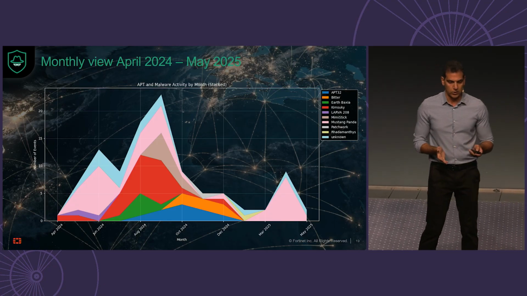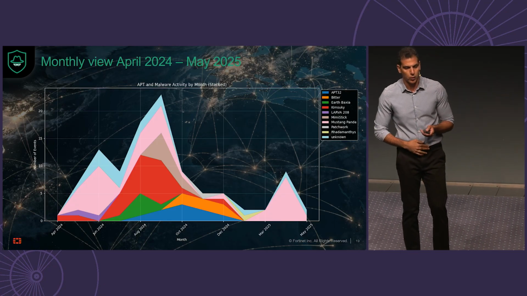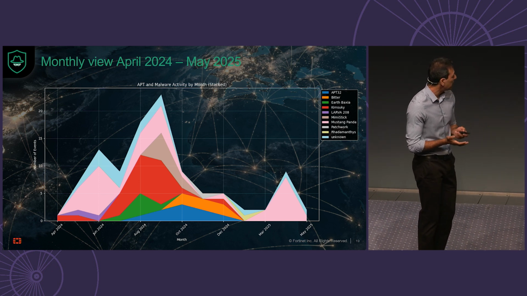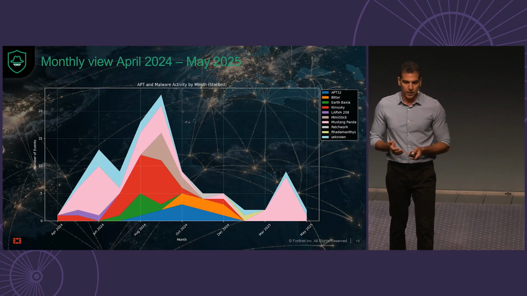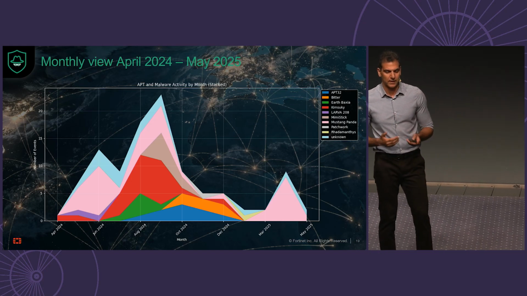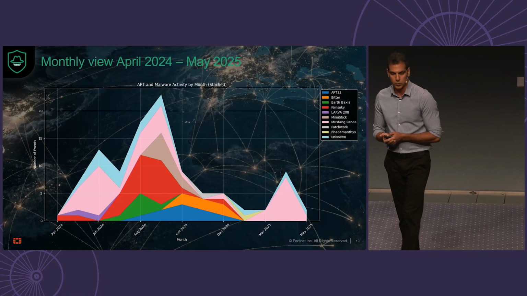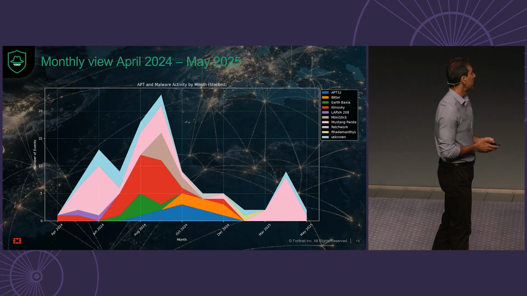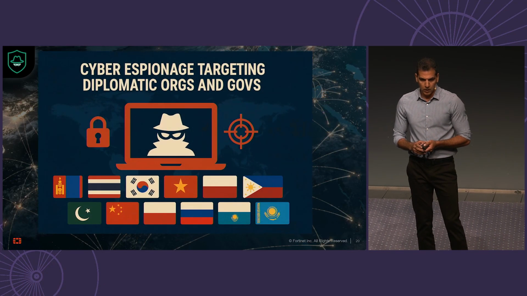Then we saw a steady, gradual decrease since September 2024, and it reached the lowest point, where we saw very few samples at the end of the year. But what's interesting is that we saw a gradual resurgence of MSC file use in early 2025, and especially in April, when Mustang Panda mostly started to reuse MSC files in their operations.